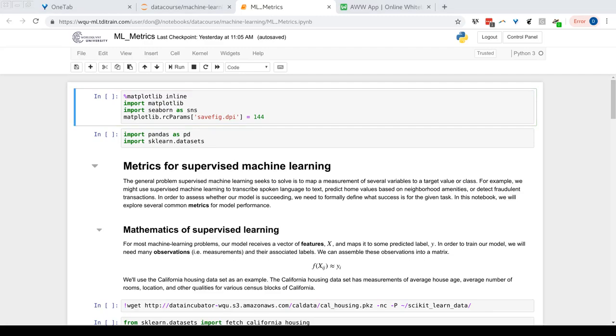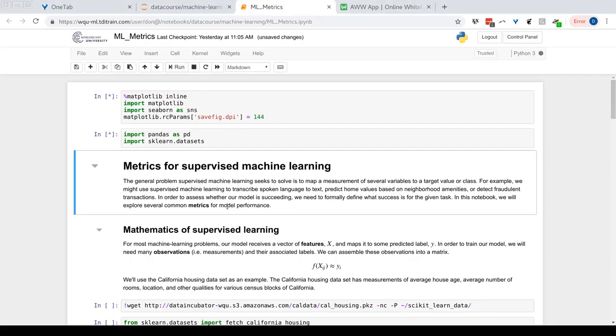Let's talk about metrics we can use to evaluate how well our model works. Let's go over the point of supervised machine learning.